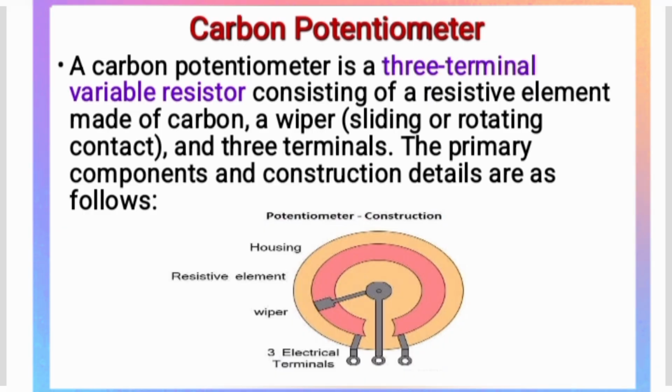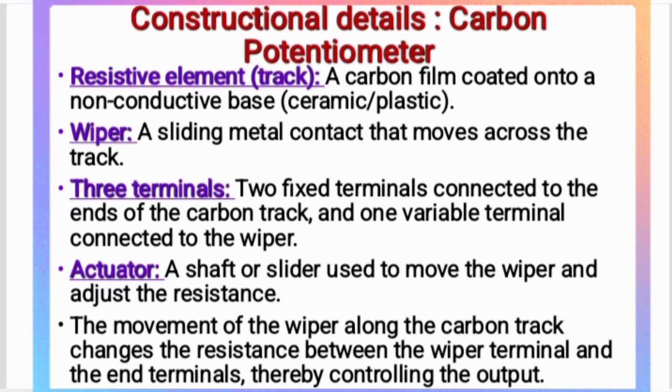Carbon potentiometer. A carbon potentiometer is a 3-terminal variable resistor consisting of a resistive element made of carbon, a wiper, sliding or rotating contact, and 3 terminals. The primary components and construction details are as follows. Resistive element, track, a carbon film coated onto a non-conductive base, ceramic or plastic. Wiper, a sliding metal contact that moves across the track. 3 terminals, 2 fixed terminals connected to the ends of the carbon track, and 1 variable terminal connected to the wiper. Actuator, a shaft or slider used to move the wiper and adjust the resistance.